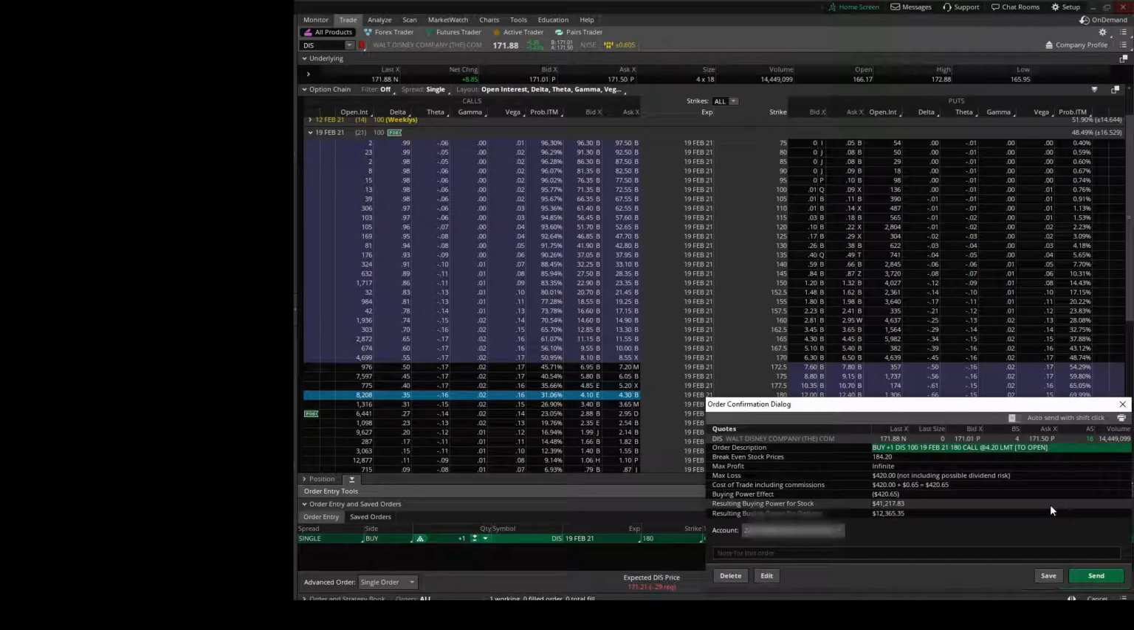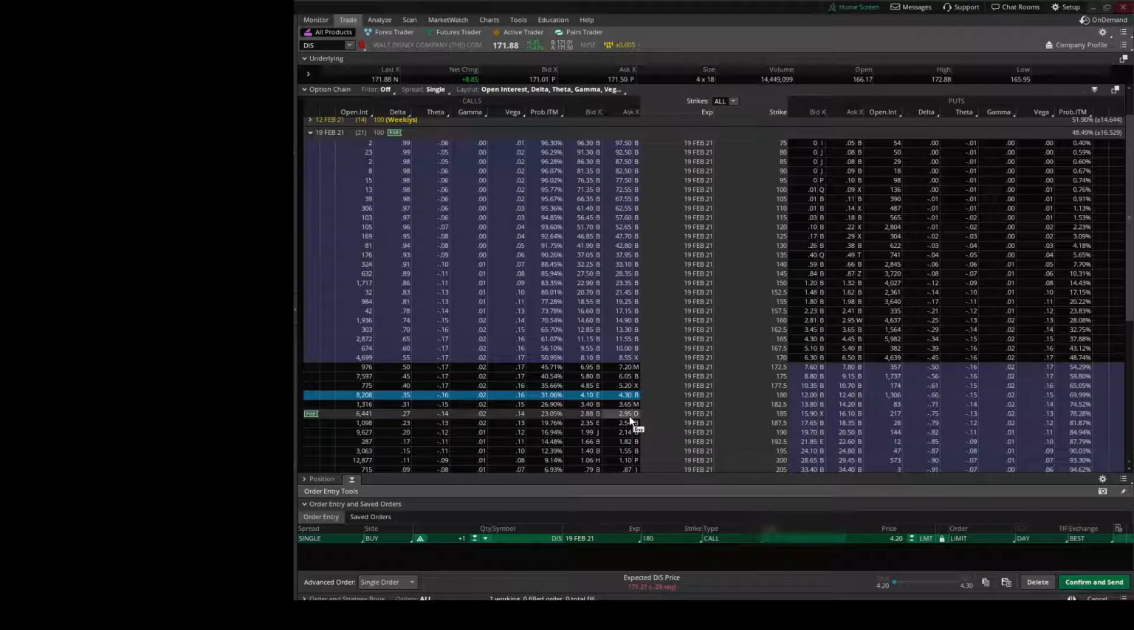And don't worry, it will not execute yet. They will still have this order confirmation dialog where you can double confirm it's what you want. You see, I bought one Disney contract at a strike price of 180. It's a call option, and I paid $420 of premium for this. And my break-even price and profit and loss are all included here. So that's about it, and enjoy.